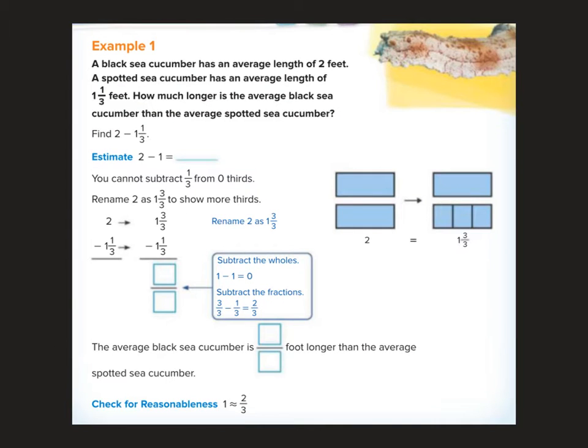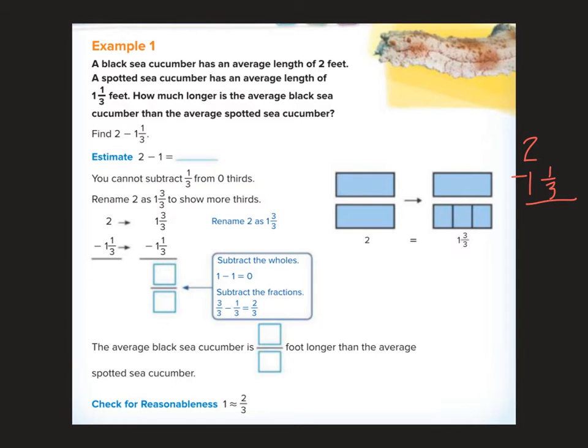A black sea cucumber has an average length of 2 feet. A spotted sea cucumber has an average length of 1 1/3 feet. How much longer is the average black sea cucumber than the average spotted sea cucumber? Okay, so I need to take 2 minus 1 1/3.